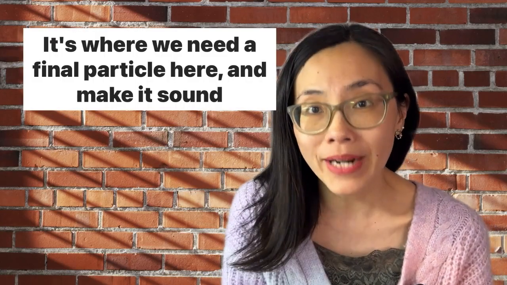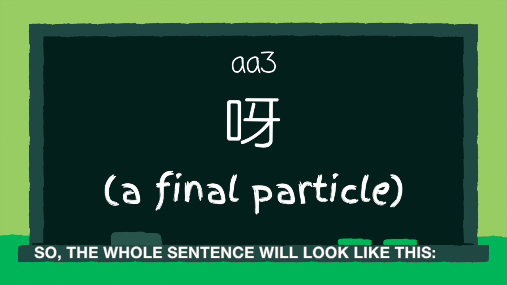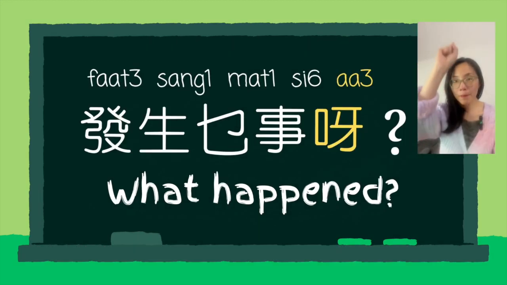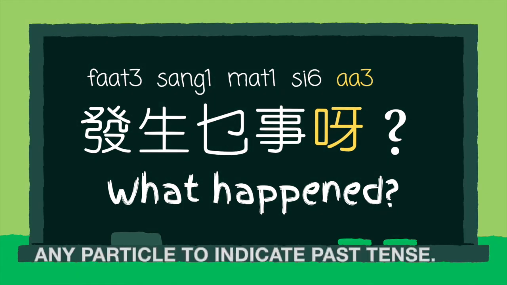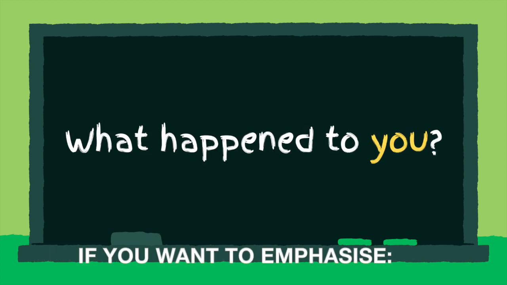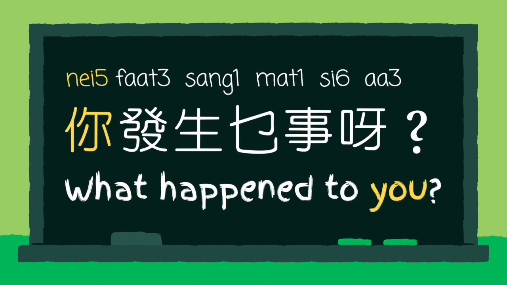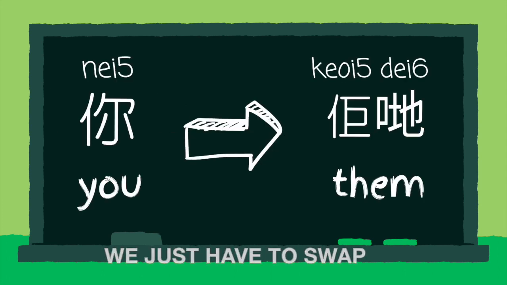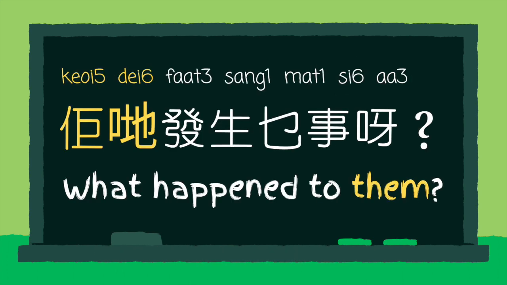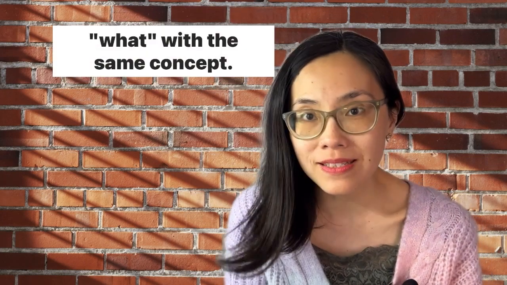It's where we need a final particle here and make it sound more natural. It's a very common final particle in Cantonese for plain statements, so the whole sentence will look like this. 發生乜事啊? In this context, we don't need any particle to indicate past tense. If you want to emphasize what happened to you, we just have to put 你 at the front. 你發生乜事啊? So, how about what happened to them? We just have to swap 你 with 佢哋. 佢哋發生乜事啊?